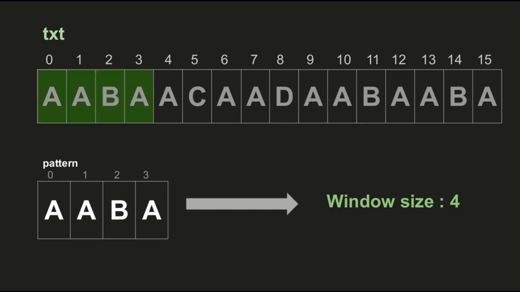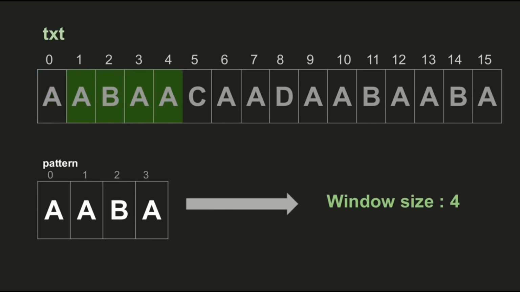Now we start running the window over the text string starting from index 0. This is the window in the text string. Then we compare this window with the pattern string, and if both these strings are found to be equal, then we say that the pattern has been found at that particular index in the text string.